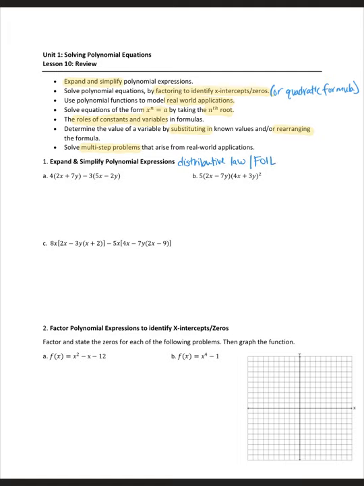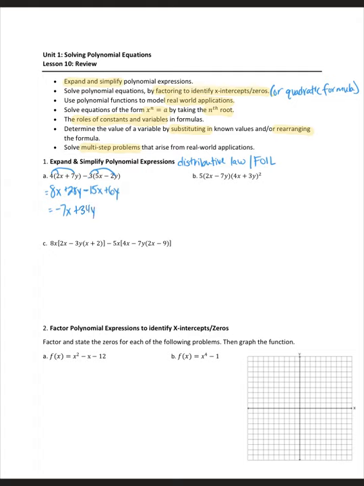Okay, so our first question, 4 times (2x plus 7y) minus 3 times (5x minus 2y). So we're going to distribute what we have on the outside of our brackets to the inside of our brackets. So 4 times 2x is 8x, and 4 times 7y is 28y. From that, we'll subtract, so we have a 3 minus 5x, so that's a minus 15x, and then a negative 3 times a negative 2y is a positive 6y. And then we'll just combine our like terms. So 8x minus 15x is going to be a negative 7x, and 28y plus 6y is going to be 34y.